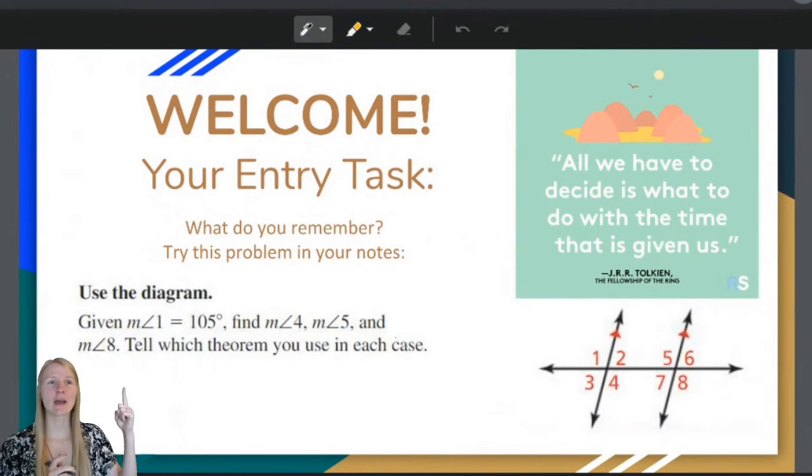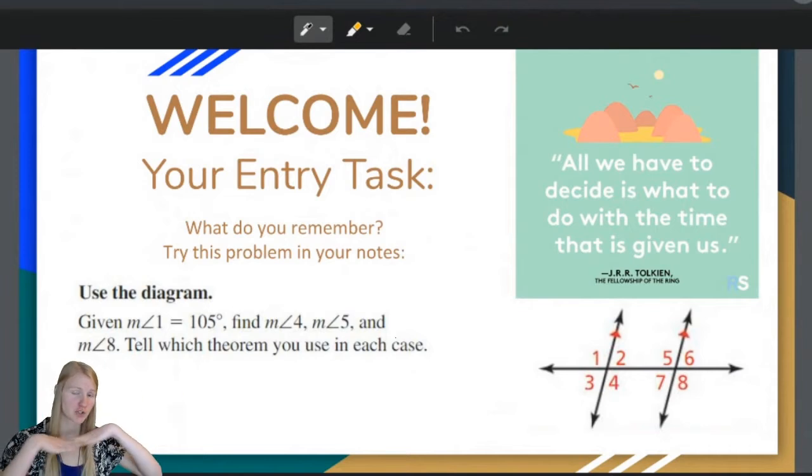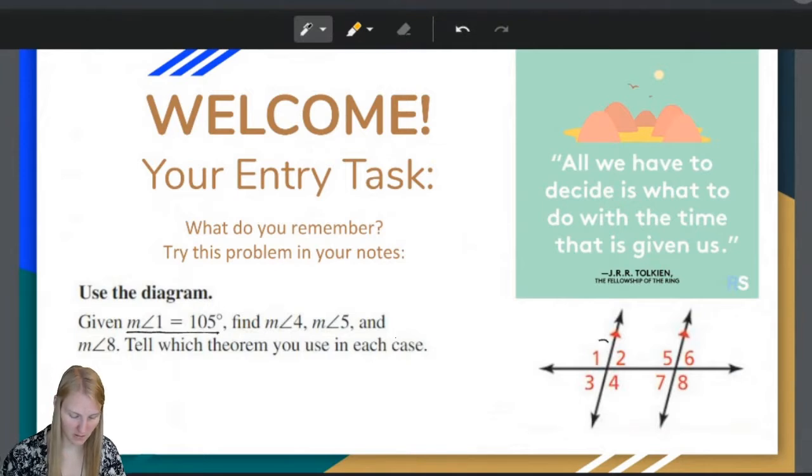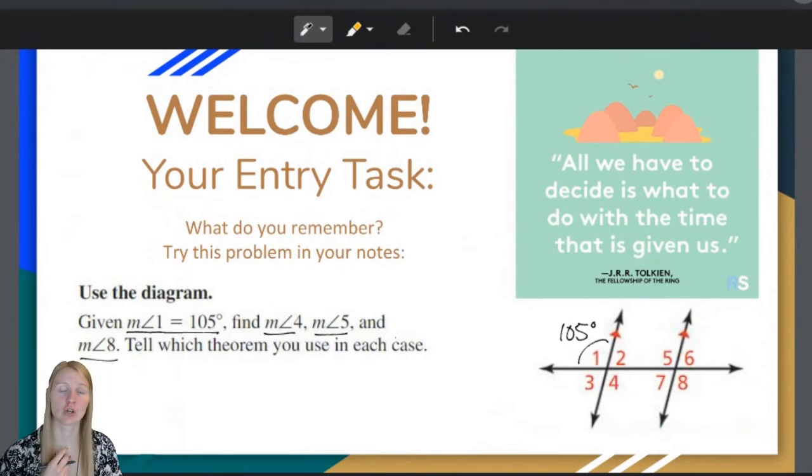Please pause the video and try this problem in your notes, then unpause the video to do it with me. Okay. Given the measure of angle 1 is 105 degrees, find the measure of angle 4, the measure of angle 5, and the measure of angle 8. Tell which theorem you used in each case.